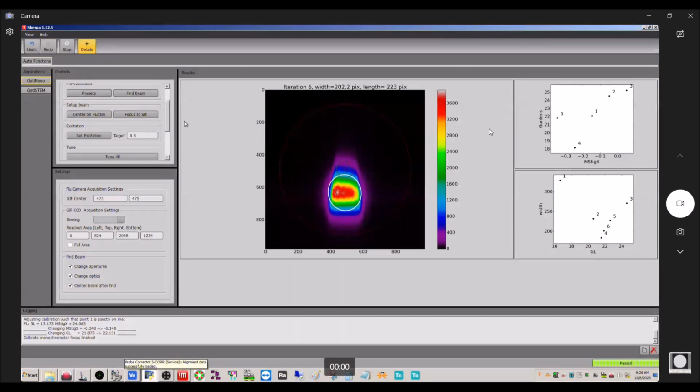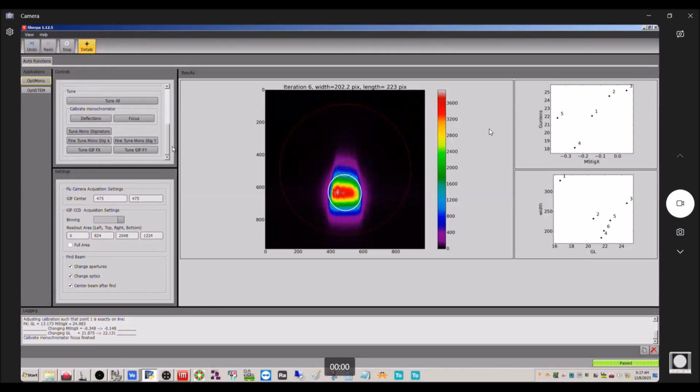Sherpa here and OptiMono. So basically what we need to do now is work through the tuning here. Okay. So now some of these we can't do because we don't have the GIF talking to Sherpa. So like this tune GIF X and Y, we can't do these. These two we can do, and then tune the stigmators I believe we can do, but then I believe one of these we can't do. So actually, let me take a look here really quick. I know I took a screen snip on my phone here really quick.